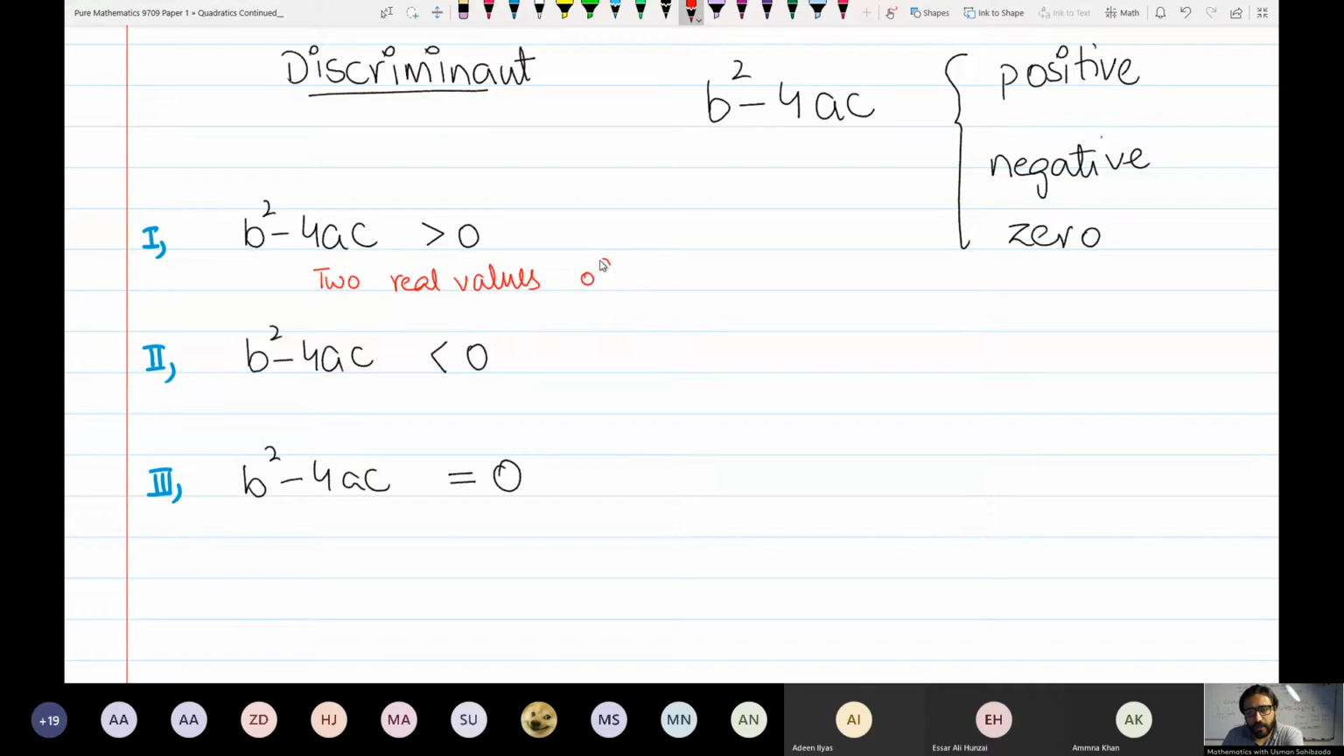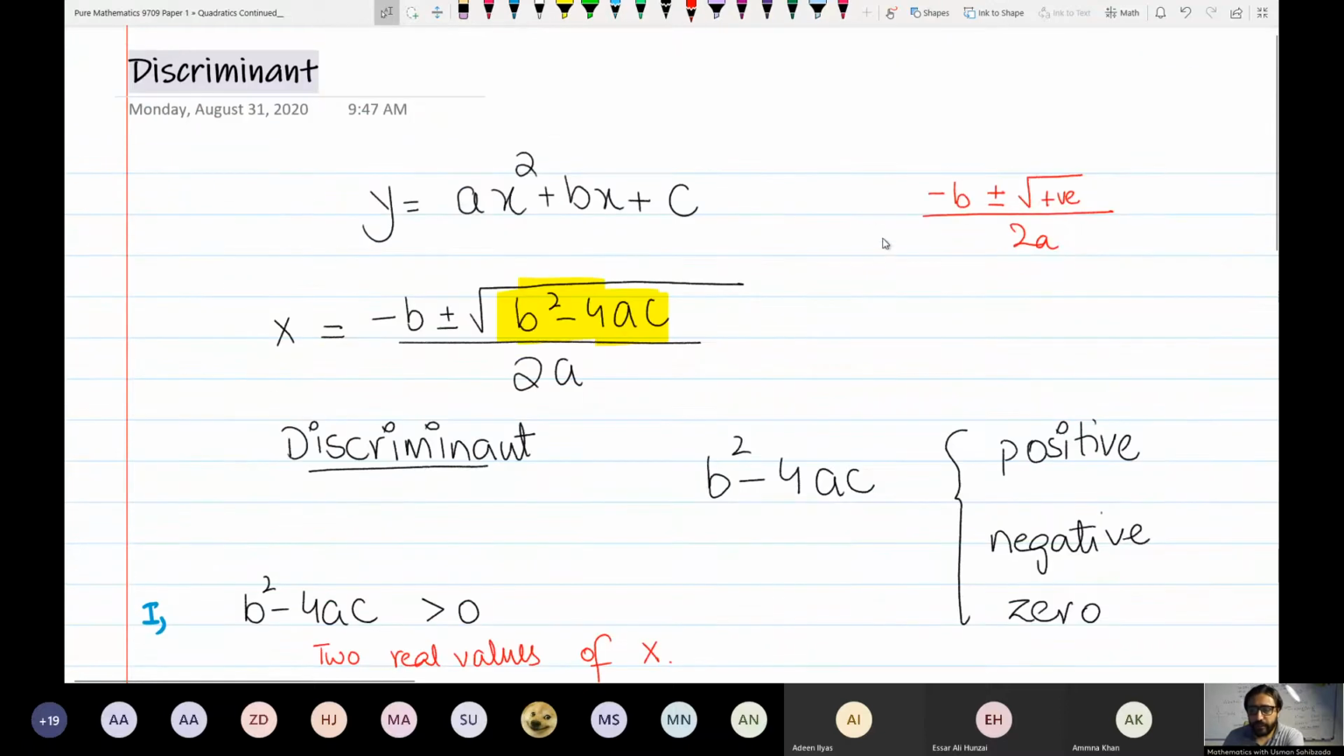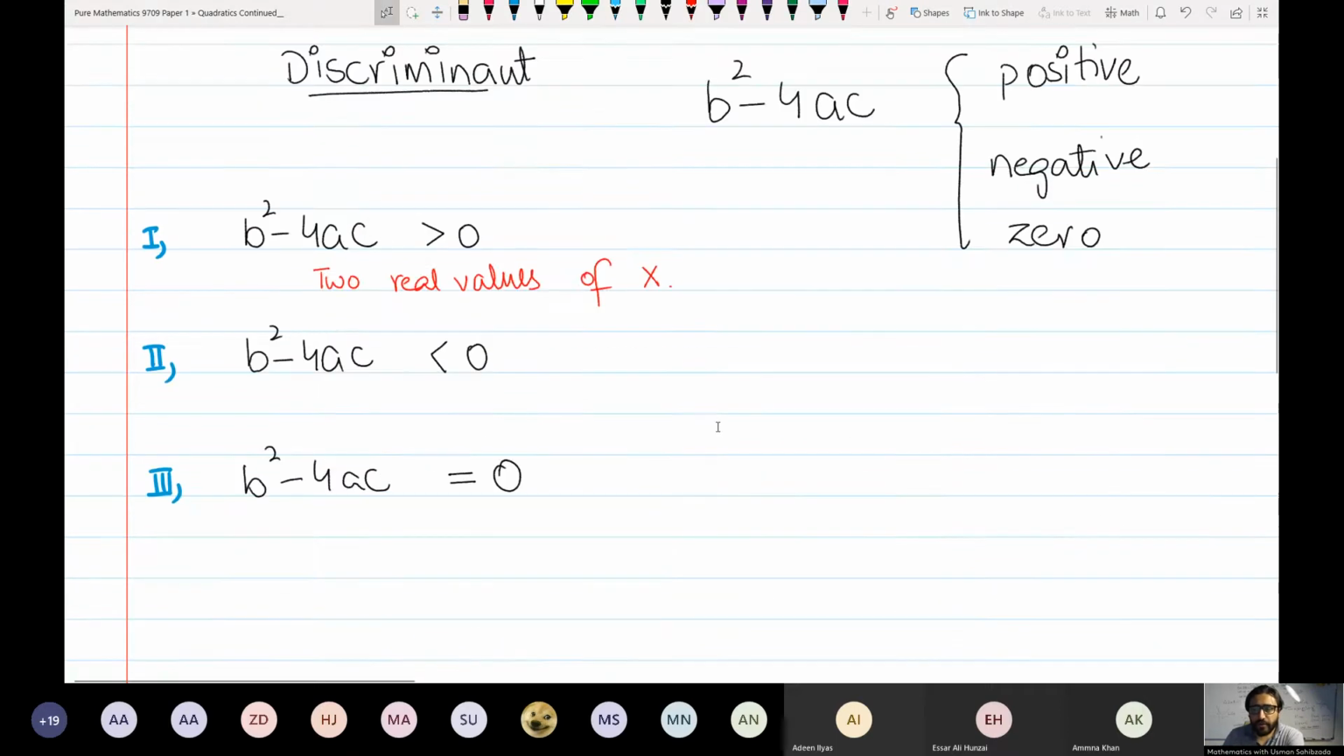When b square minus 4ac is less than 0, so you're trying to solve a quadratic equation equal to 0, but if there's a negative inside the square root, the negative value's square root is not possible. So there will be no answers, no real values. So you say there are no real solutions when b square minus 4ac is less than 0.